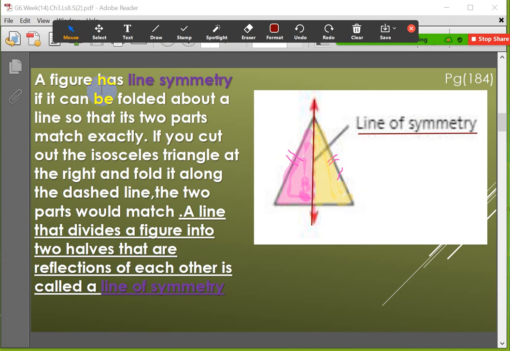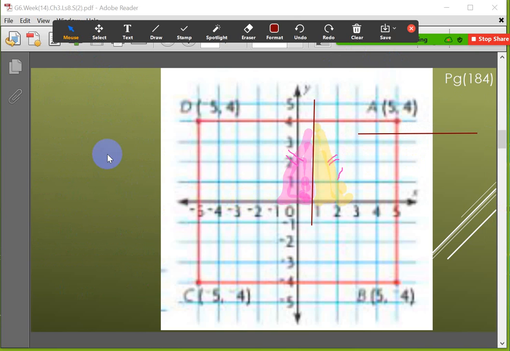Now this is just to remember together the line of symmetry. I think you took this one in grade 4. Now I want to return to the coordinate plane. Look, girls, look at this plane.